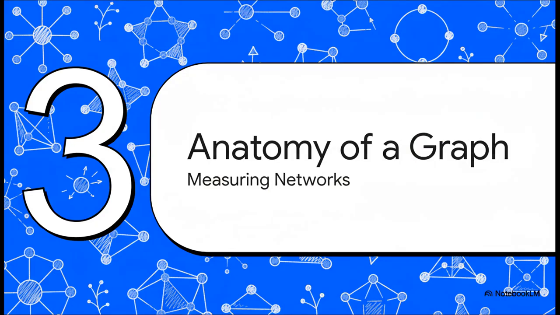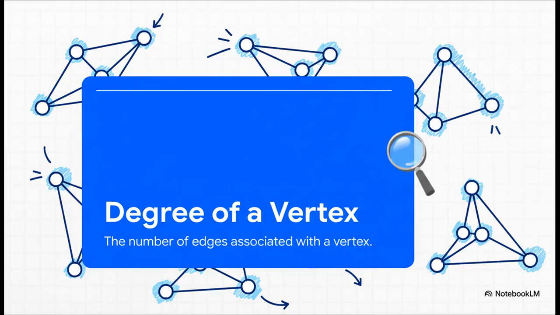So, we've met the different species of graphs in our little zoo. Now let's learn the language we use to actually measure and describe them. Okay, one of the most important ideas is the degree of a vertex. Now, it sounds all technical, but trust me, it's incredibly simple. It's just the total number of lines, or edges, connected to a single dot, or vertex. It's really just a measure of how connected that one point is to everything else.